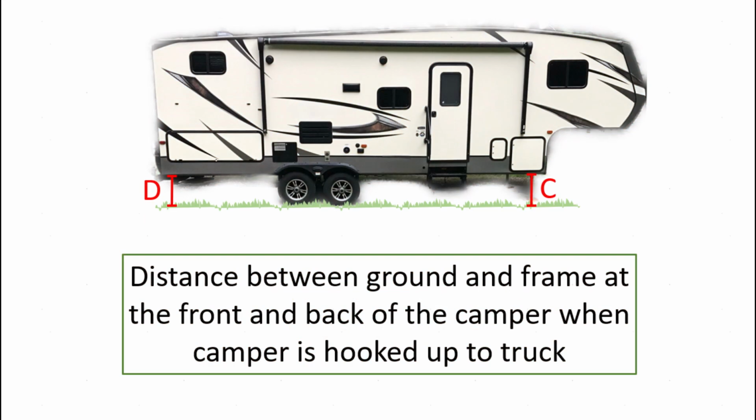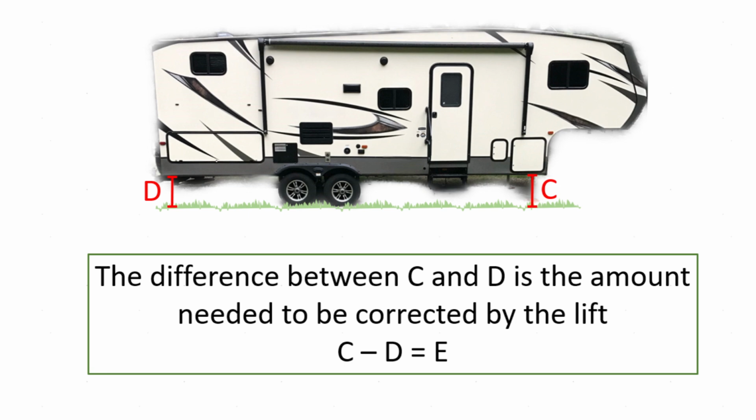The last two measurements needed were the distances between the frame and the ground at both the front of the camper frame and the back of the camper frame. These measurements are C and D. Make sure the camper is hooked up to the truck with all the jacks up and on level ground when taking the last two measurements. We measured this distance 3 different times on 3 different sections of relatively flat road and found the average of those measurements. Time for math.